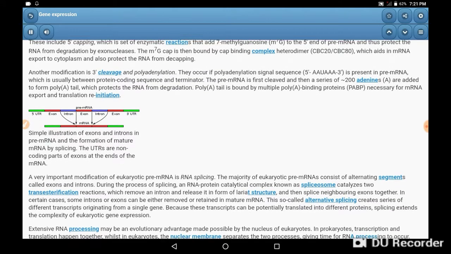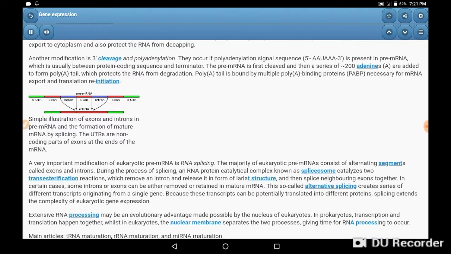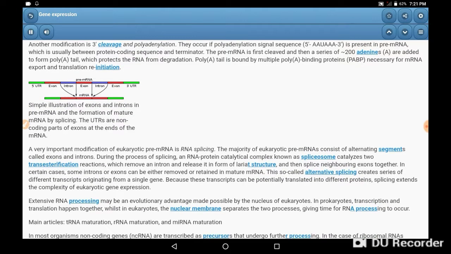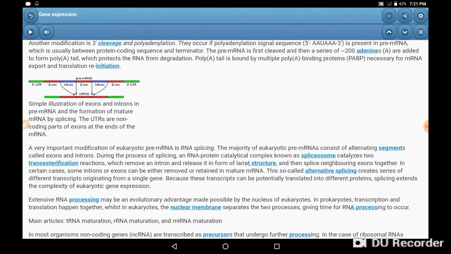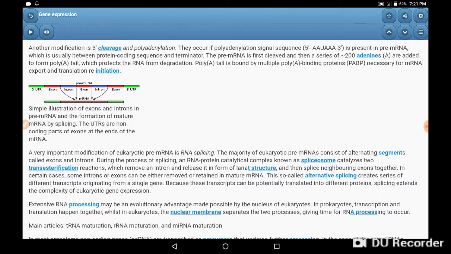Another modification is 3' cleavage and polyadenylation. They occur if the polyadenylation signal sequence 5'-AAUAAA-3' is present in the pre-mRNA, which is usually between the protein coding sequence and the terminator. The pre-mRNA is first cleaved and then a series of approximately 200 A's are added to form the poly-A tail, which protects the RNA from degradation. The poly-A tail is bound by multiple poly-A binding proteins, PABP, necessary for mRNA export and translation initiation.